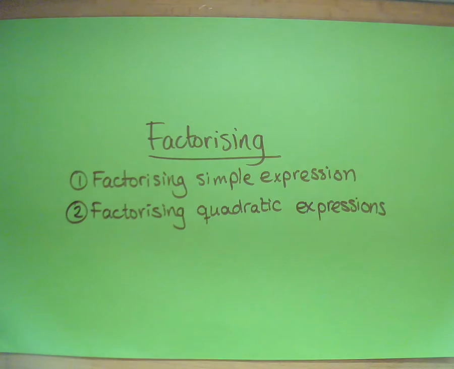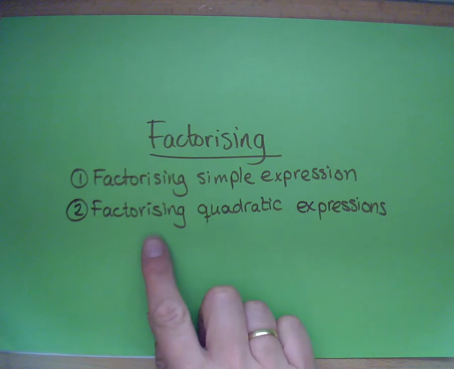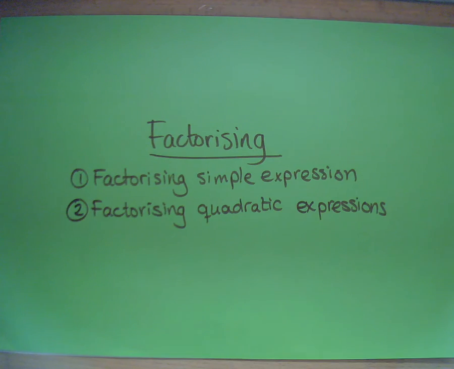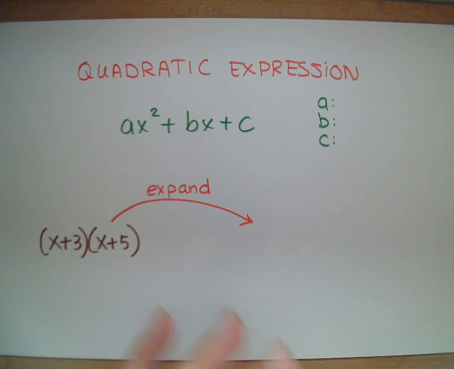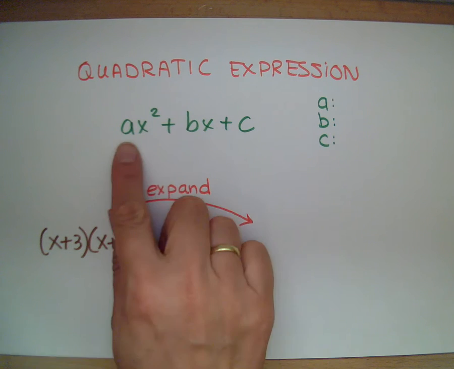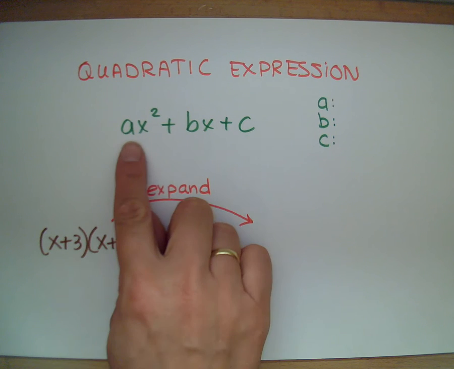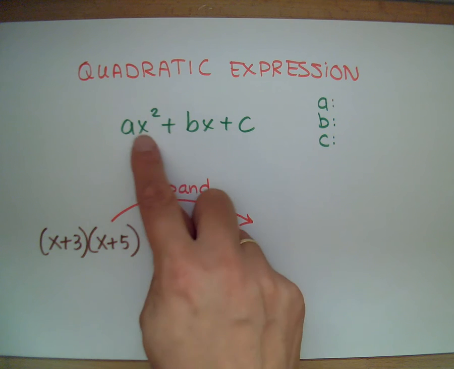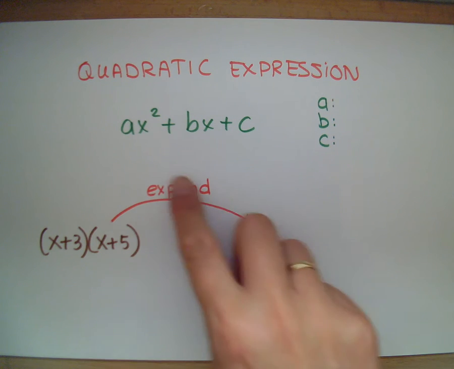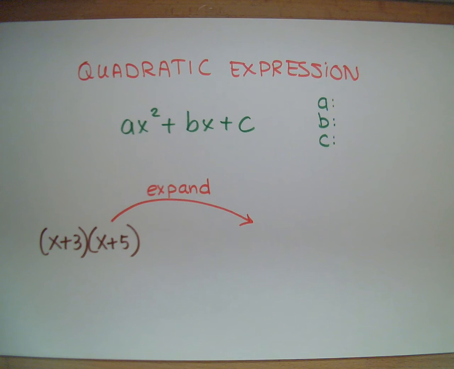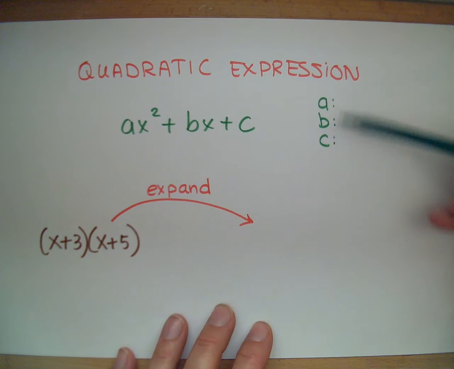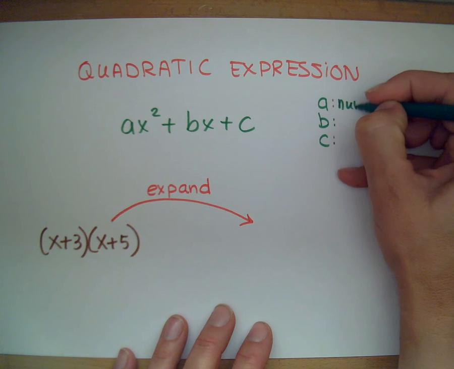Welcome. We're continuing factorizing. We're going to factorize quadratic expressions. What is a quadratic expression? It is an expression in this shape: ax squared, the squared bit is what makes it quadratic, plus bx plus c. X is the variable. A, b, and c are numbers.